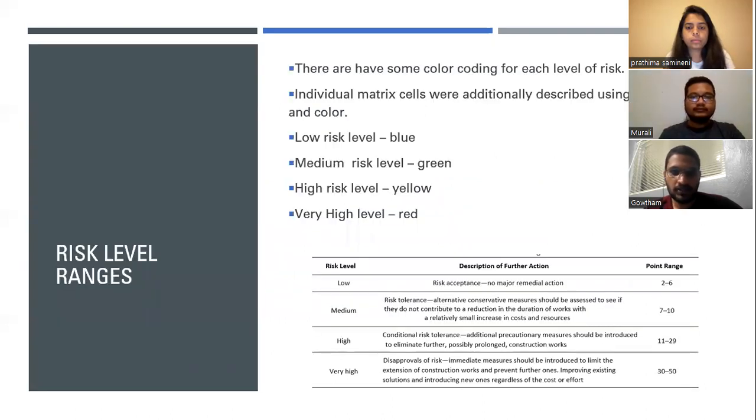Here we can see different risk level ranges. Comparison of this risk criteria requires a reference to assumed risk levels. Four levels of risk were determined: low, medium, high, and very high. Based on the point range, we are going to divide these ranges.